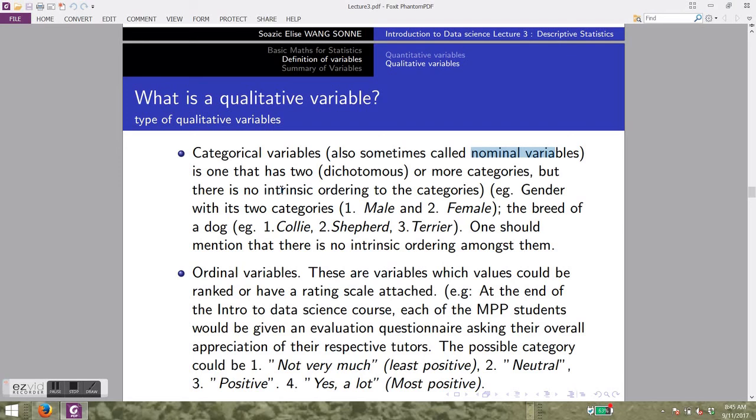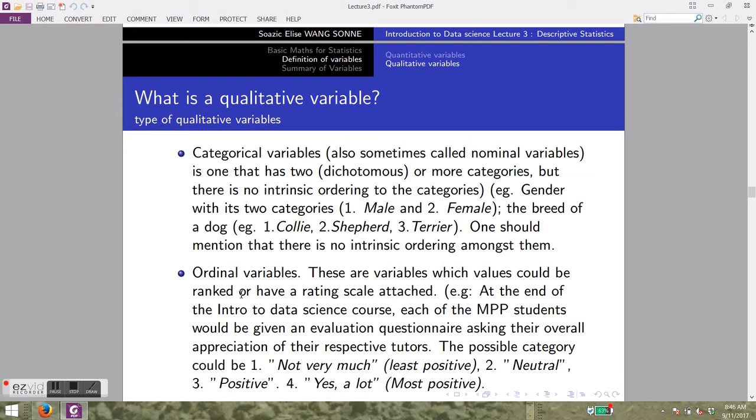Or for instance, the breed of your dog. Either your dog is a collie, a shepherd, or a terrier. So you should note there is no intrinsic ordering. That's the key difference between categorical and ordinal. In a categorical variable, you don't have an order, right? So you cannot say, for instance, that 2 is greater than 1, like a female is greater than a male. There is no scale, there is no ordering of the categories. Rather, in an ordinal variable, you have an intrinsic ordering. So you can rank the values or the scale of your variable.